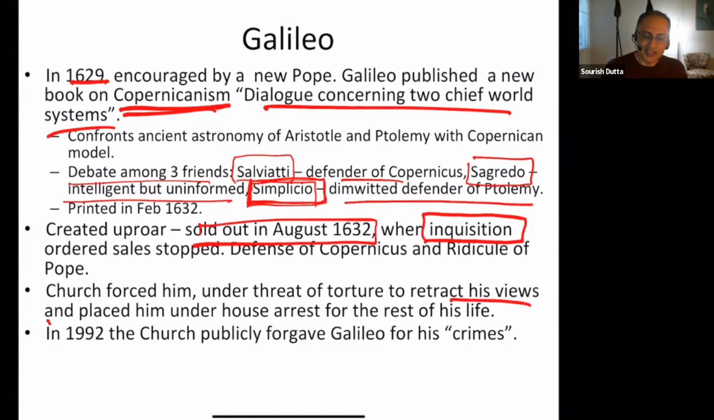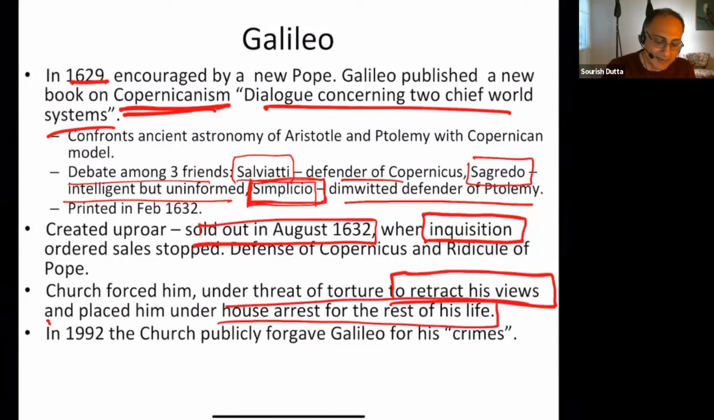Yeah, so the church said that he needs to publicly retract all his views and say that everything that he has said so far is wrong. And he was also placed under house arrest for the rest of his life. That was his punishment. So yeah, that is the story of Galileo.